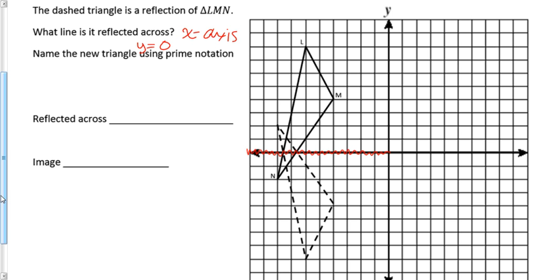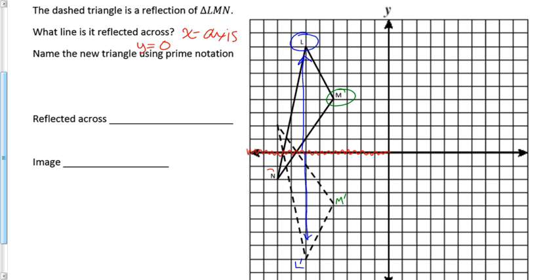So let's take a moment to talk about prime notation. I know where L started. L was up here. And after a reflection, L should be the one furthest away from the x-axis, because L started out the furthest away from the x-axis above. The new L will be the furthest away from the x-axis below. So if my new L is down here, I'm going to call that L prime. So I put a little apostrophe after that, because that's my new L after reflection. So we're going to do the same thing with M. So M is over here. The new M is down here, and again, I put a prime after it.